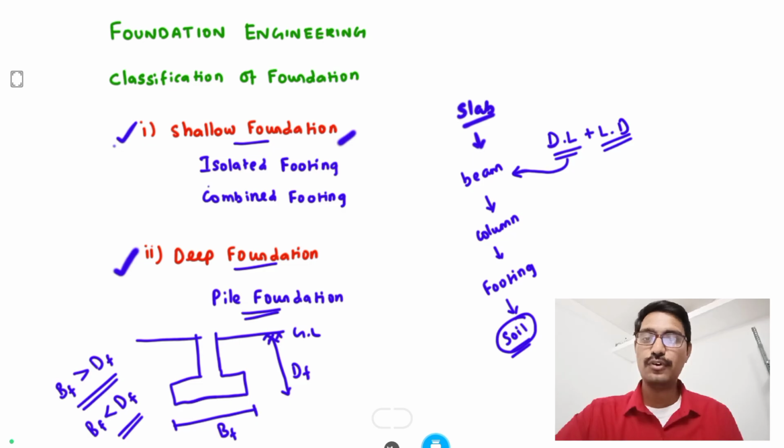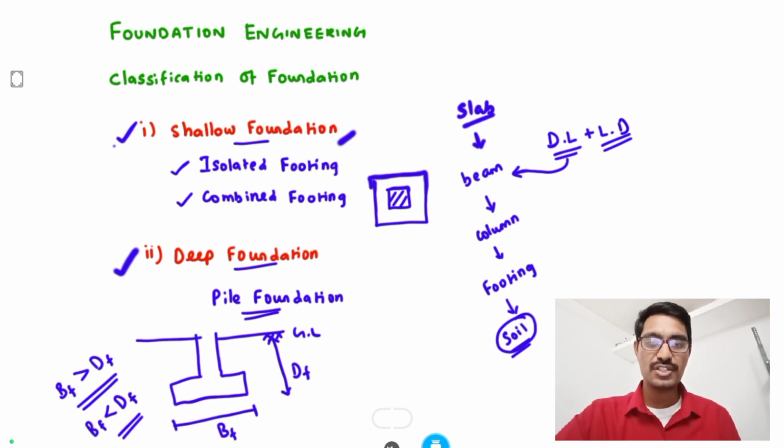In the shallow foundation, there are two major categories: one is isolated footing, another one is combined footing. Everything is based on the column. For example, for a square column we go for a square footing. For example, in the top view, this is the column and this is the footing.